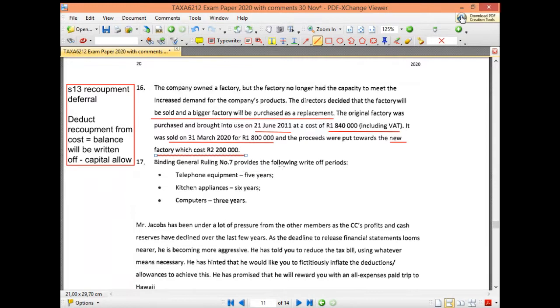And then they give you the binding rules. So this is your write-off periods. We will give it to you. Now you can see the telephone equipment is 5 years. Kitchen appliances are 6 years. Now here we are seeing if you know about the fact that anything under 7,000 can be written off in full. And then the computers, the 3 years, that is where we have the recoupments or where it was sold as trading stock. So those you don't write off. Okay, so some of the information, we call it a little red herring. It is there to throw you off when you do the calculations.